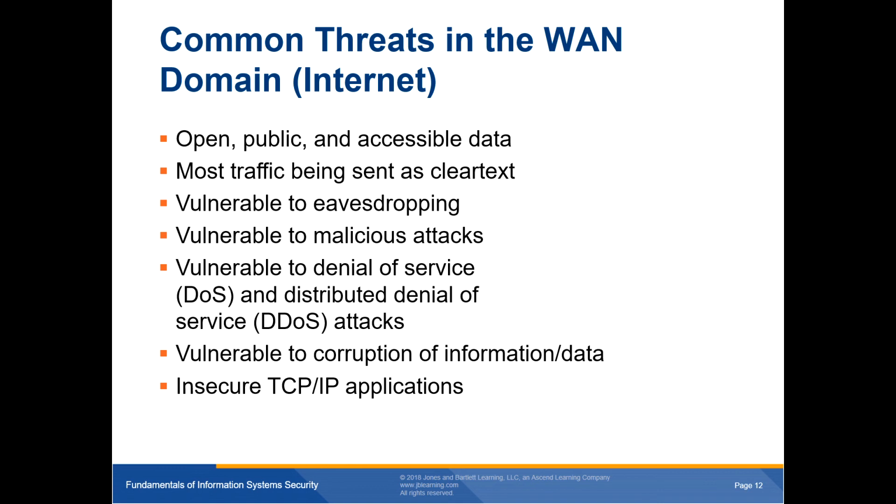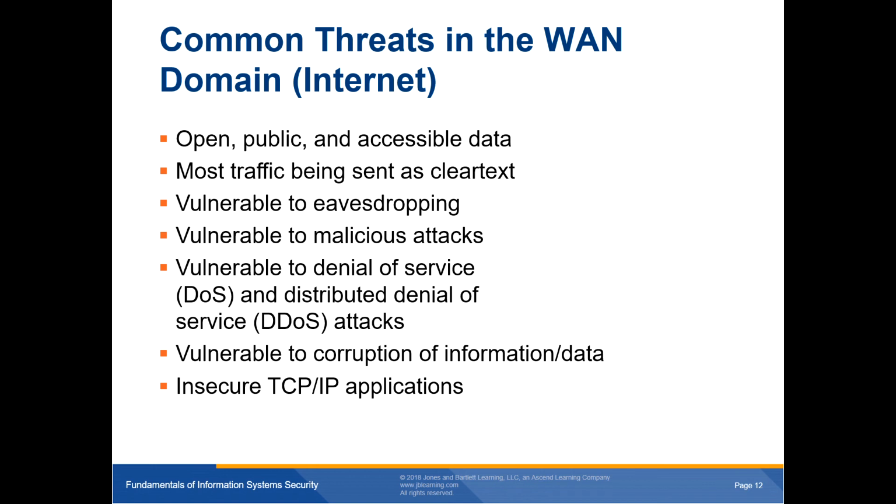Most traffic is sent as clear text. You don't want to do that. Stop the use of the internet for private communications unless encryption and virtual private network tunnels are used. Enforce the organization's data classification standard. They could be vulnerable to eavesdropping. Use encryption and VPN tunneling for secure IP communications. They could be vulnerable to malicious attacks. Deploy layered LAN-to-WAN security countermeasures.